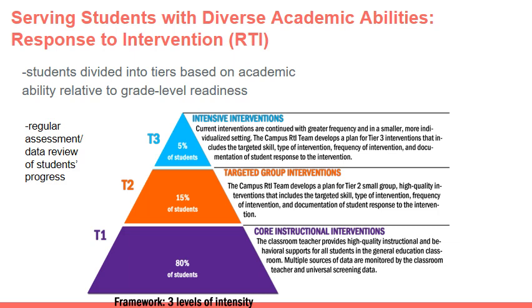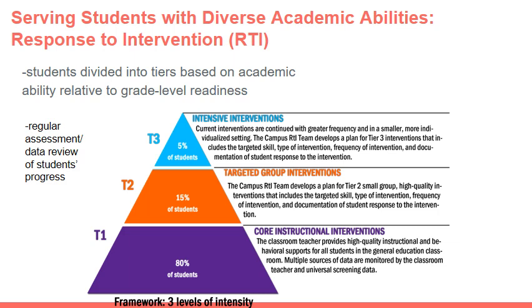Finally, educators will follow the response to intervention system as a way to help support students with diverse academic abilities. So the RTI system, or response to intervention system, divides students into 3 tiers, and it's based on academic ability, and it's relative to students' grade level readiness. A key component of RTI is that students are regularly assessed so that educators can look at the data from the assessment and review that data to see students' progress. Let's discuss the 3 tiers of RTI.